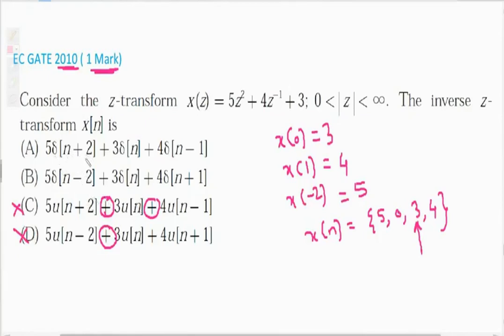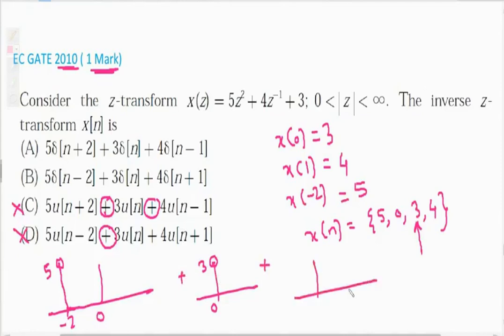5 delta n plus 2. So 5 delta n plus 2 means, this is origin, delta n plus 2, so at minus 2 we have amplitude 5. Then 3 delta n means at origin we have amplitude 3. Now 4 delta n minus 1 means, n minus 1 means at 1 we have amplitude 4.